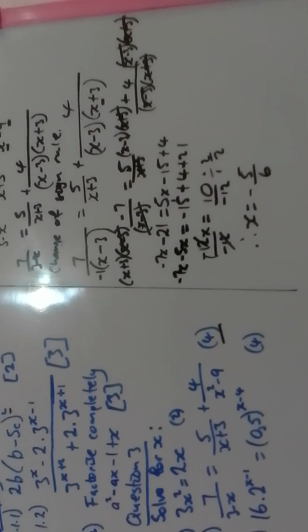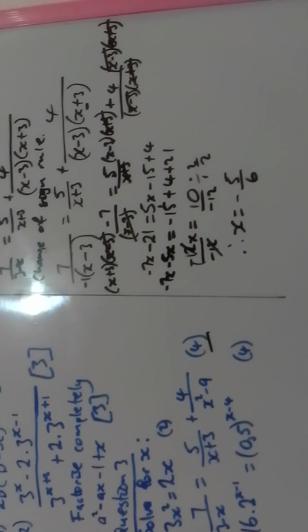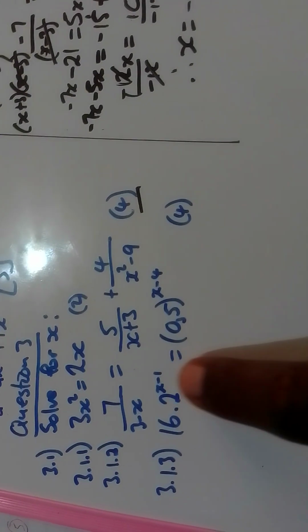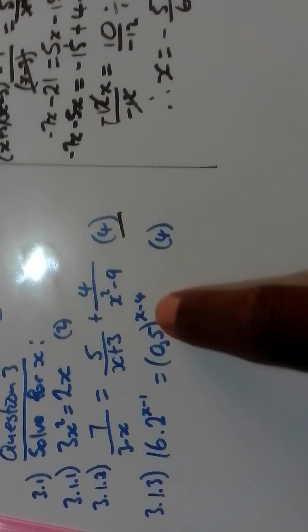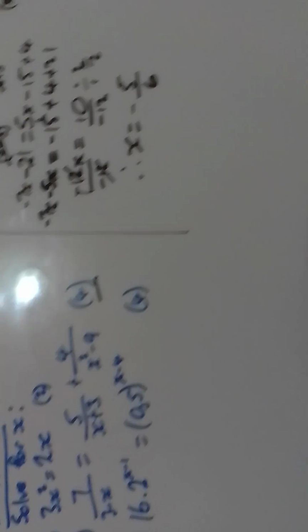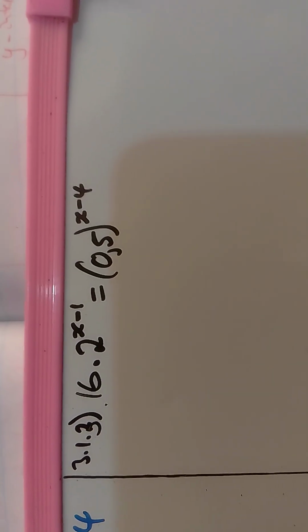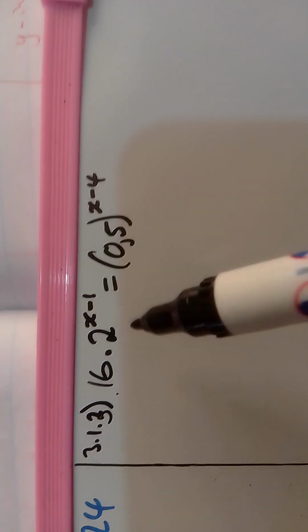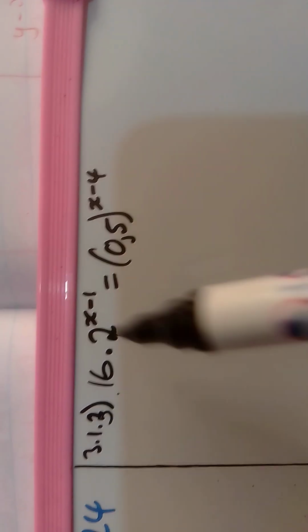So let's go to the last question, whereby we are given 16 multiplied by 2 to the power x minus 1, which is equal to 0.5 to the power x minus 4. All right, so we now have this exponential equation. So what we're going to do, we're going to start by rewriting.